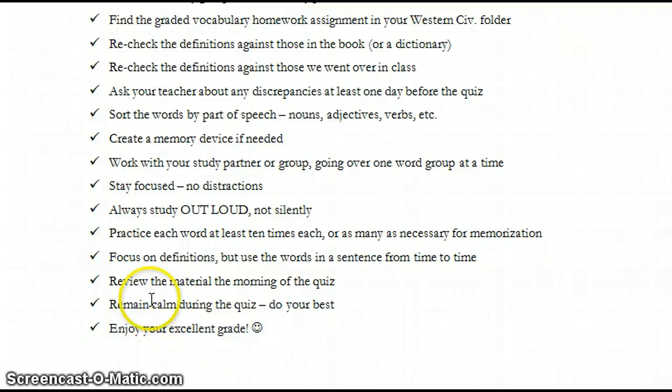Make sure you review the material the morning of the quiz. You've studied prior to this, but the morning of, make sure they're fresh in your mind when you come in to take it.